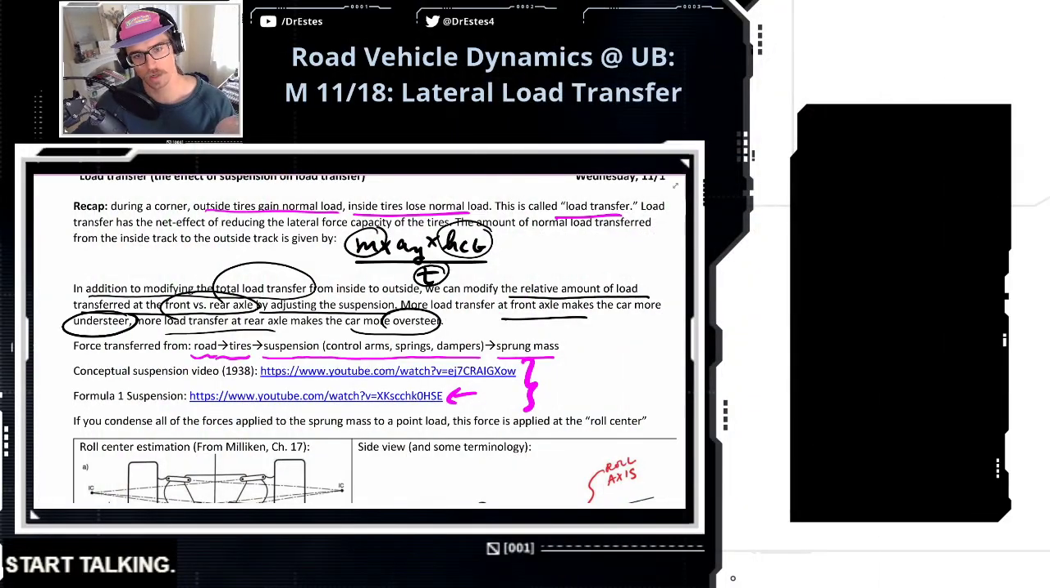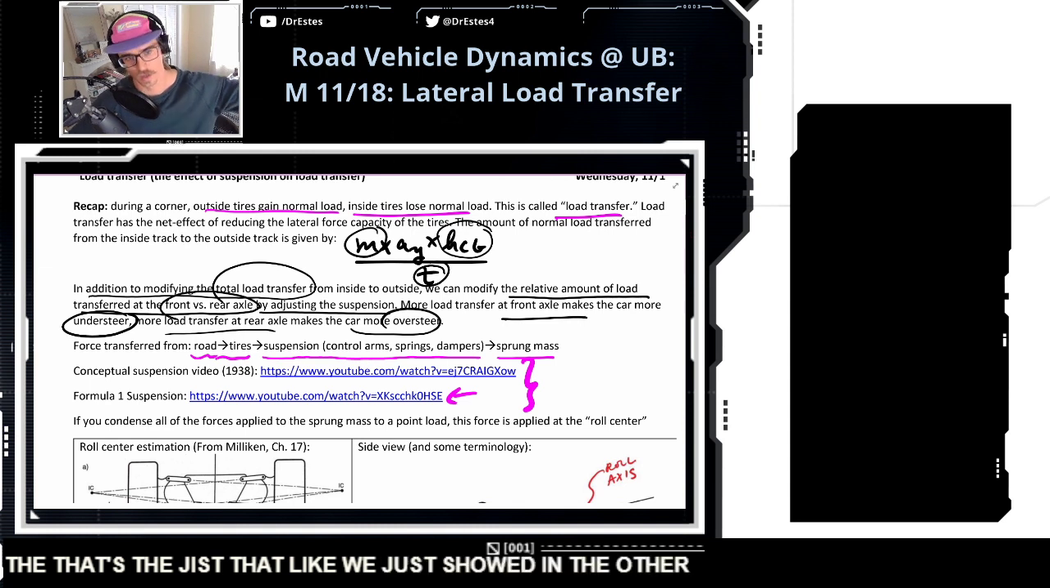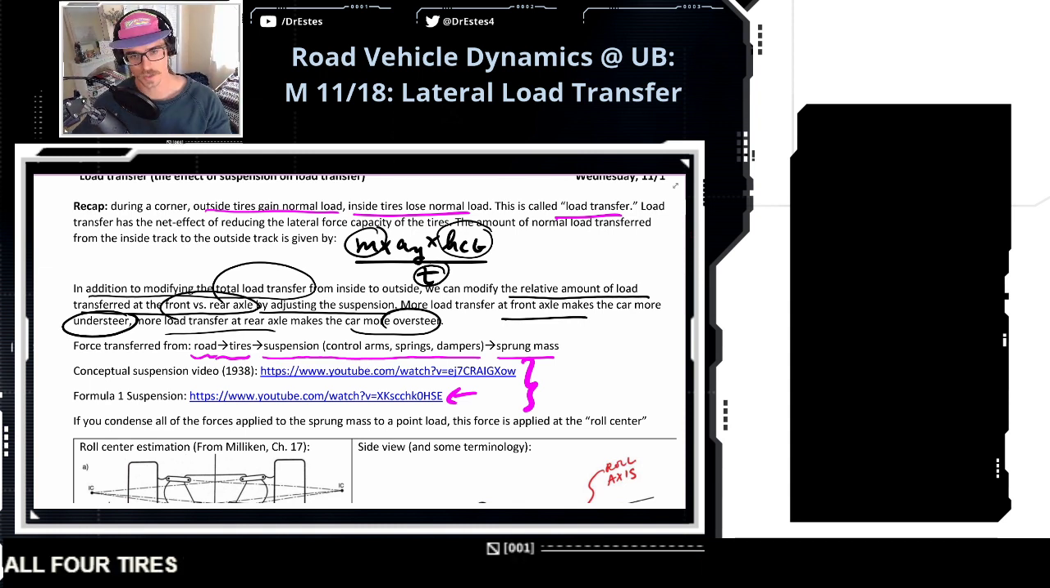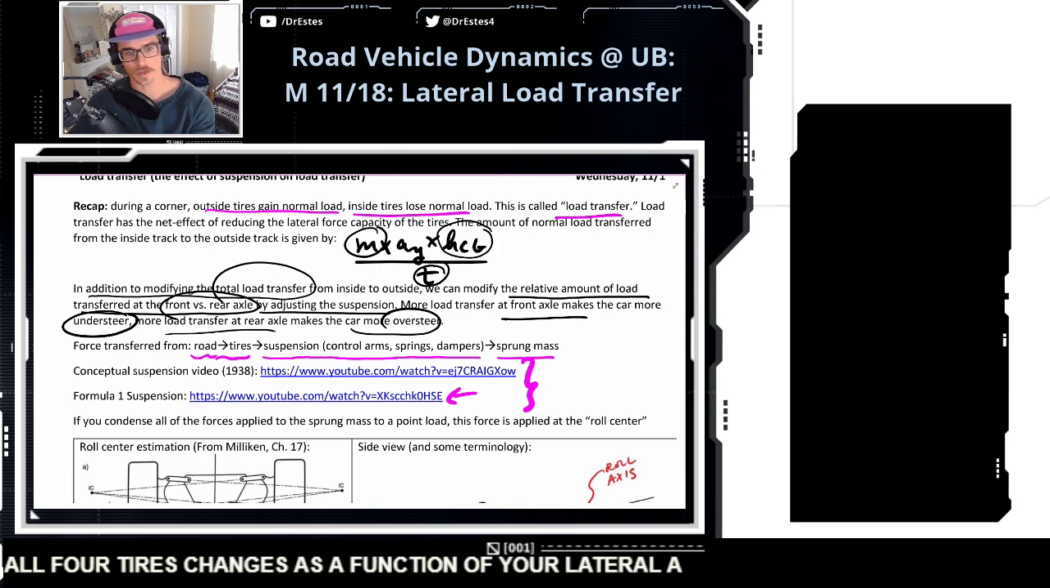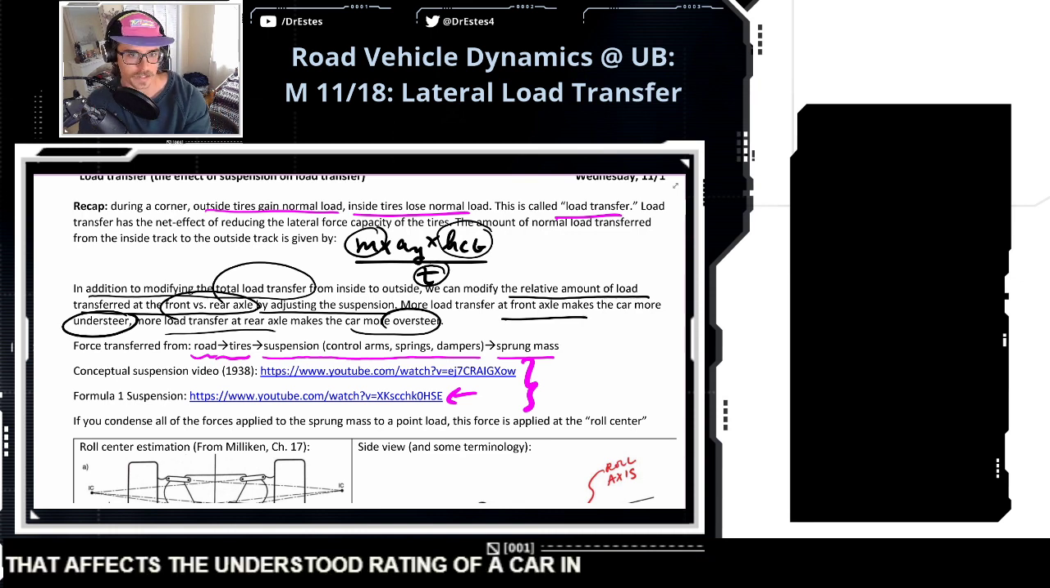Okay, we'll stop this there. Go back, check out this video because it's really, really sweet. But that's the gist. Like we just showed in the other example, the normal load on all four tires changes as a function of your lateral acceleration in a corner. And that affects the understeer gradient of a car and its handling performance at any time.